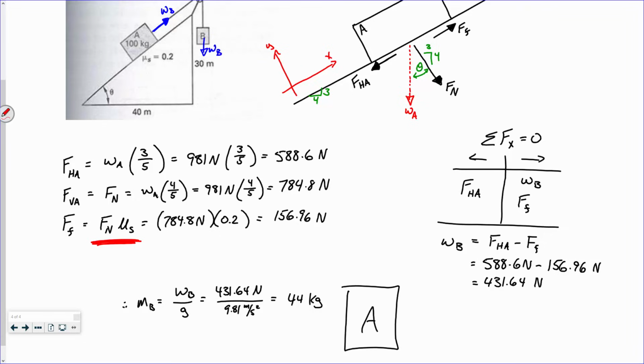Out of curiosity, if we were given a coefficient of friction on the pulley, that's just going to be a straight line. So you got tension going that way, but the friction force acting opposing that.